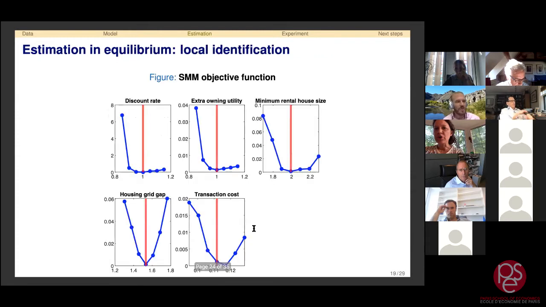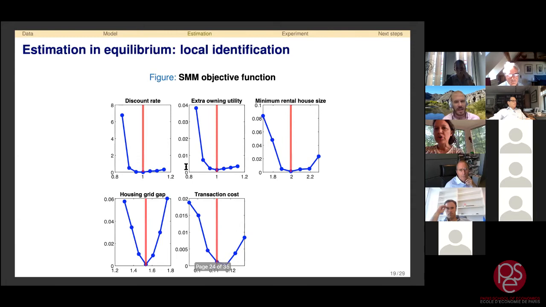So what we do is we basically plot the shape of the simulated method of moments objective function and how it varies for different values of the parameter around the point estimate that we get from the data. As you can see here, there's quite enough curvature in this objective function that it reassures us that at least locally, the parameters seem to be well identified in the model, right?